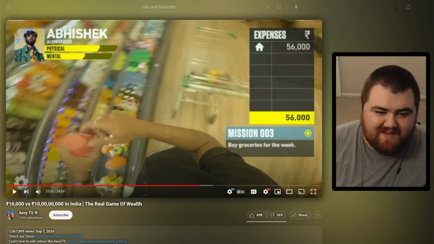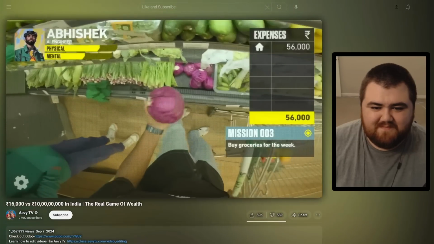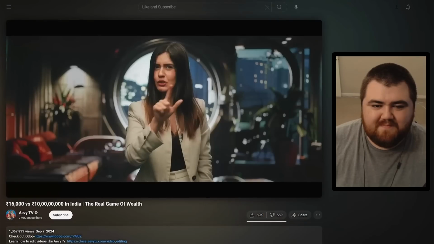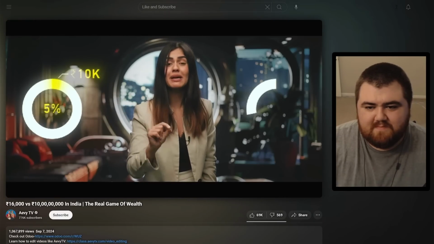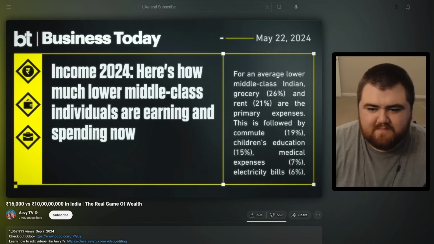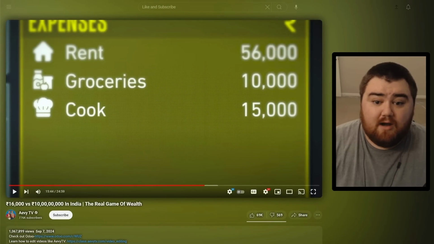Anyways, I'm sorry. Grocery bills, but health is wealth for you. Your grocery, by the way, costs you around 10,000 rupees a month. Now, this is interesting because your grocery spend is just 5% of your income compared to Neeraj, who spends almost 8% of his income on groceries. In fact, a lower middle class Indian who earns 33,000 rupees spends about 26% of his or her income on groceries. Wow. Now, you also hire a cook who costs around 15,000.